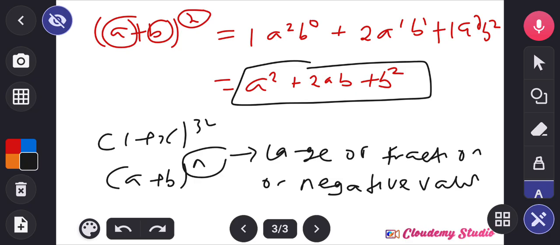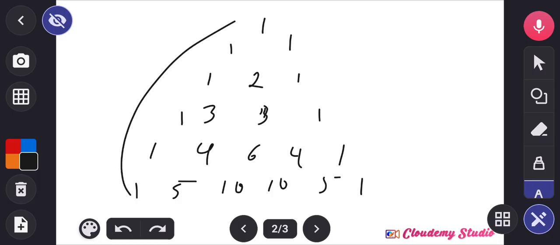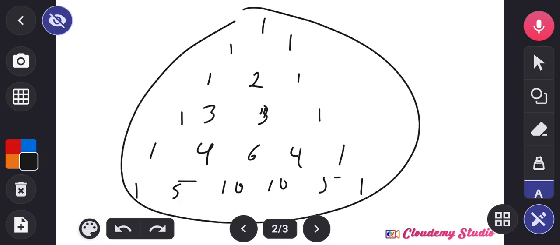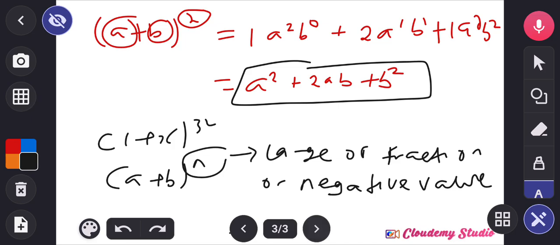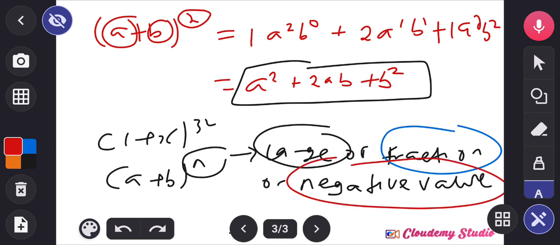If n is given as a negative value, you cannot find that on Pascal's triangle, because in Pascal's triangle all of them are whole numbers. And if n is a negative number, you cannot find that either, because all of them are positive integers. So the binomial theorem helps us to expand this if n is a large number, if it is a fraction, or even if it is a negative value. That is the advantage of using the binomial theorem in the expansion of mathematical expressions.